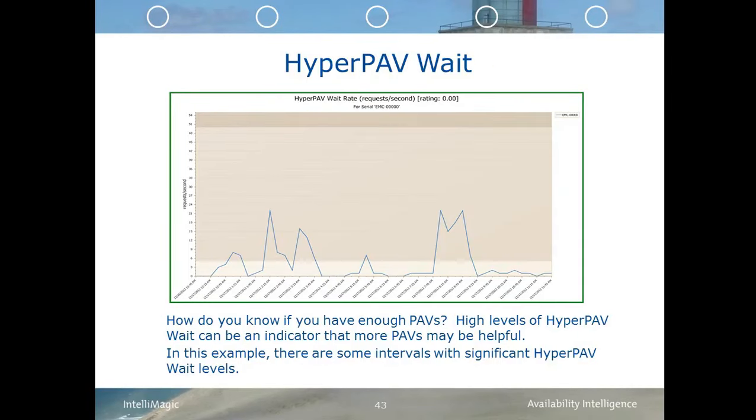Parallel access volumes, or PAVs, are a mechanism to avoid IOS queue time. For the most part, PAVs have effectively eliminated IOS queue time at many shops. But how do you know that you have enough PAVs? If you are using hyper PAVs, then the hyper PAV wait rate is a useful metric for verifying that you have enough. In the chart, we see that there are some instances where the hyper PAV wait rate is elevated.